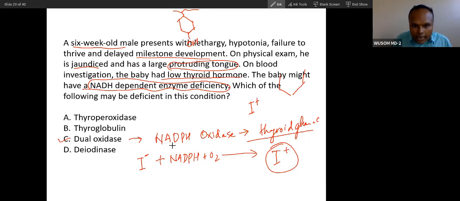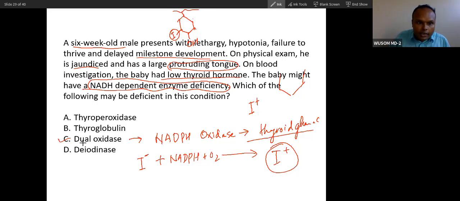So the first function of this enzyme is production of I plus, and the second function is organification. Organification is attachment of iodine here. Iodine is always attached to the side adjacent to this hydroxyl group. There is a chemical reason, but I'm not going to talk about it. Just understand it will attach to either side of this hydroxyl group, mainly here or here. Because of this I plus, it will attack and attach here.